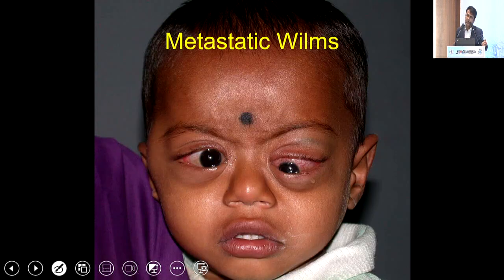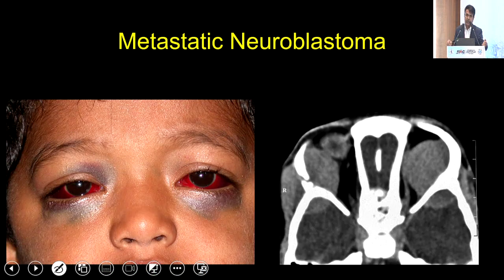This is one such situation where there is a metastatic Wilms tumor already, where you will definitely not want to do surgery. How do I say that? Because it's a bilateral proptosis in a child with a triradiate lesion, temporal fossa fullness, it has to be metastatic Wilms tumor. There is no other differential diagnosis. In a similar situation where there is periocular hemorrhage or raccoon eye sign, it has to be metastatic neuroblastoma. There is no differential diagnosis. Here you don't need to do surgery.